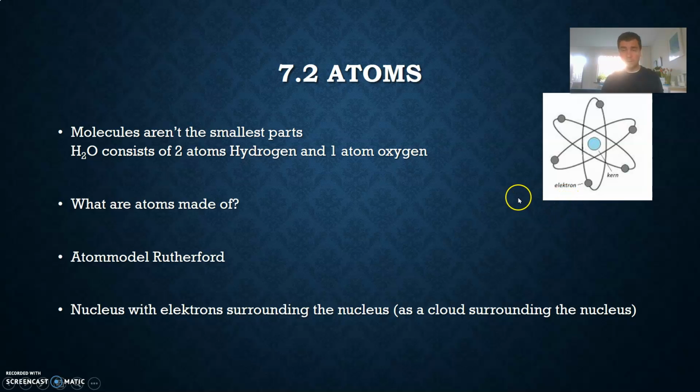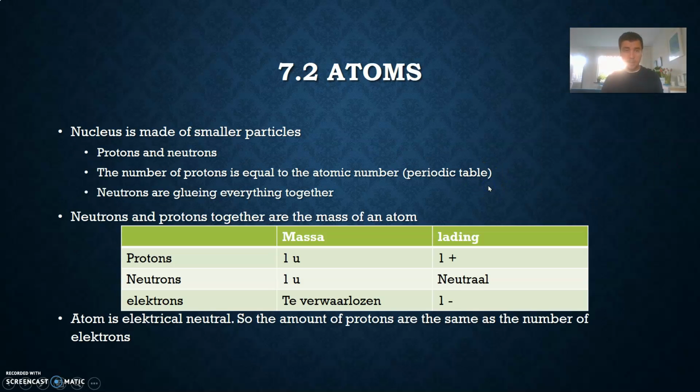It's a model. In real life, they don't have these characteristics. So in the nucleus, in the kern, there are protons and neutrons, and the electrons are like a cloud surrounding the nucleus. Well, the nucleus is made out of even smaller particles, protons and neutrons. And these characteristics are important for physics.